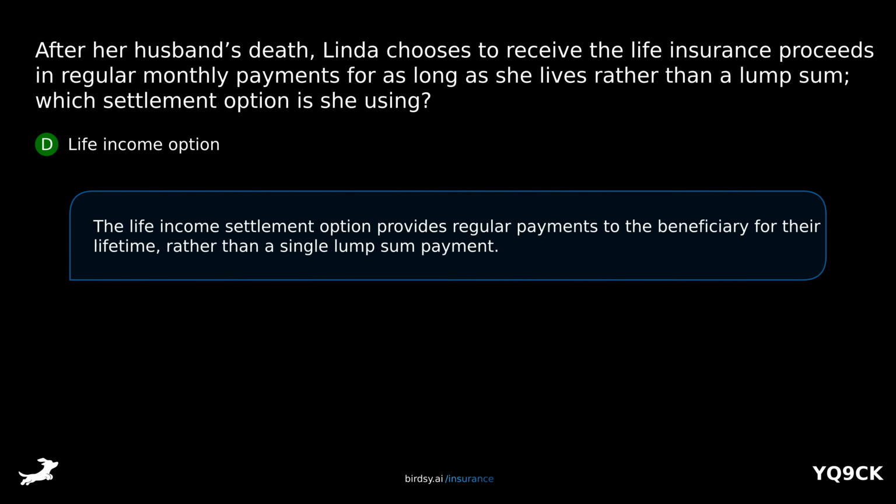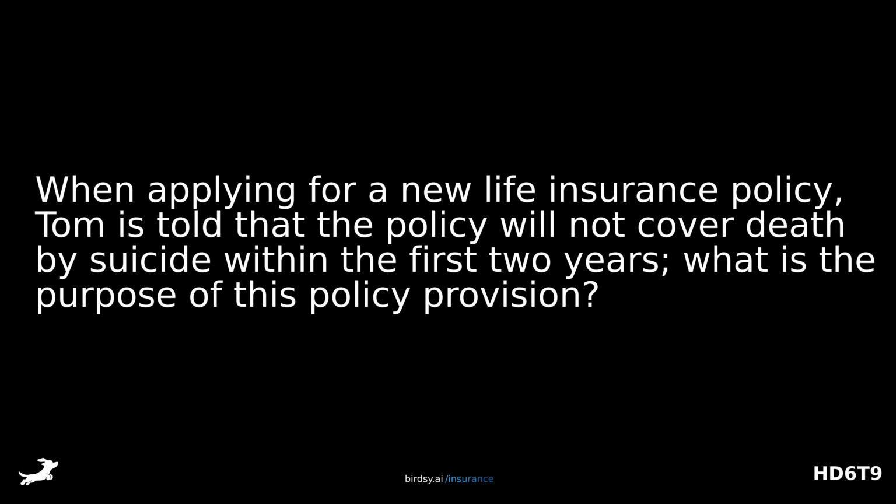The life income settlement option provides regular payments to the beneficiary for their lifetime, rather than a single lump sum payment. When applying for a new life insurance policy, Tom is told that the policy will not cover death by suicide within the first 2 years. What is the purpose of this policy provision?